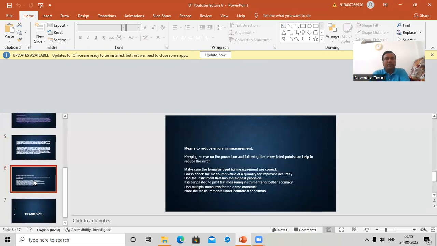Now, next slide: means to reduce errors in measurement. That means, how can we reduce these errors? Keeping an eye on the procedure and following the points listed below can help to reduce the errors, which are: make sure the formulas used for measurements are correct. Cross-check the measured value of a quantity for improved accuracy. Use the instrument that has the highest precision.